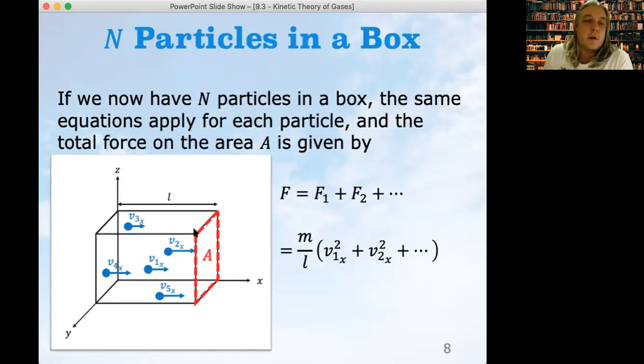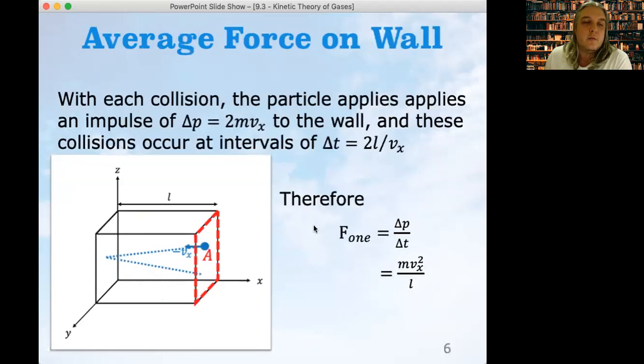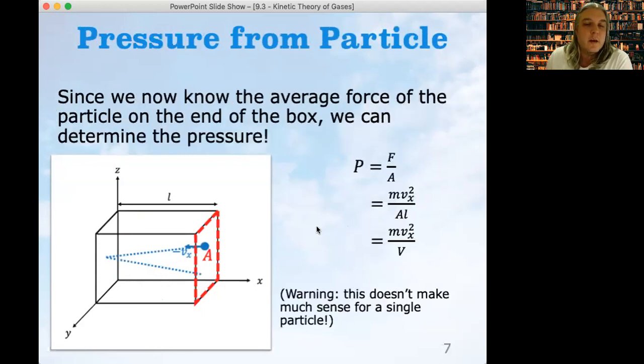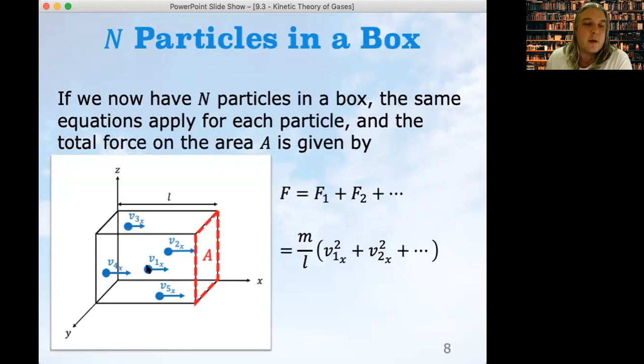The total force on this area of the box now is not just going to be the force from one particle bouncing and turning around, it's now going to be the force from all of the particles bouncing and turning around. We've still got the same mass for every particle. These gas particles are all identical, and they're obviously all still going over that distance. But now we've got the different velocity components, still all squared. We have v1x squared, v2x squared, and so on. They're all still squared, but we've got to add them all up to get our total force.